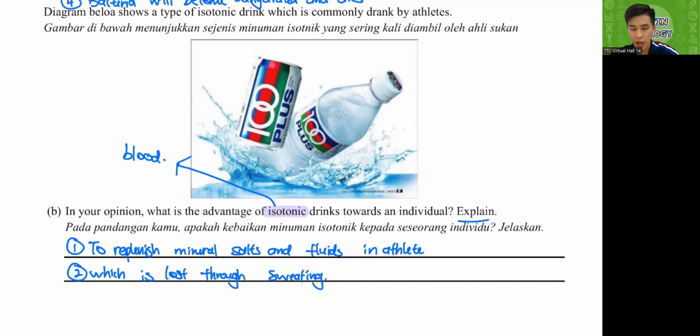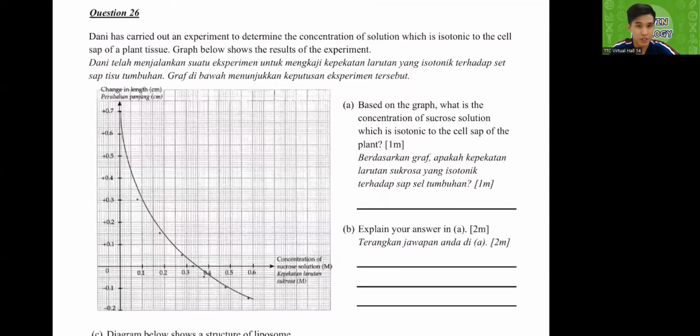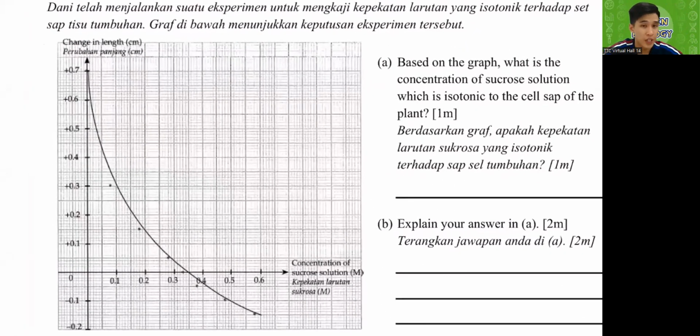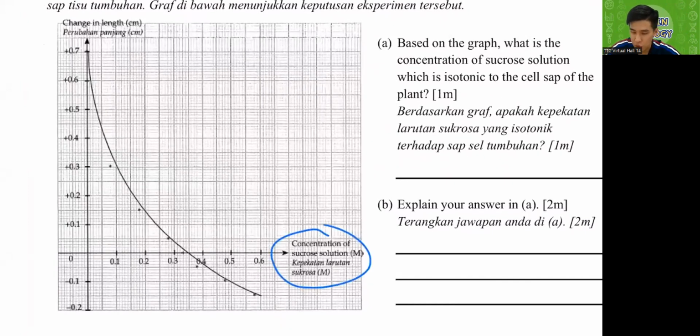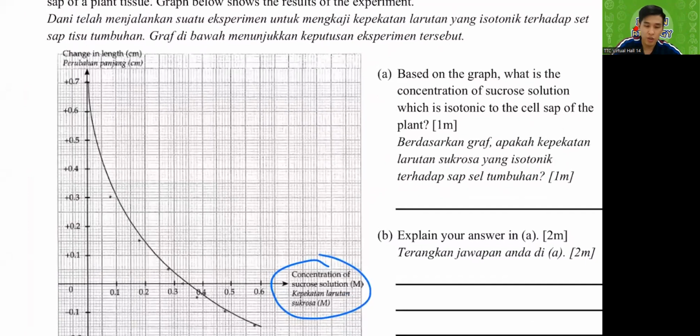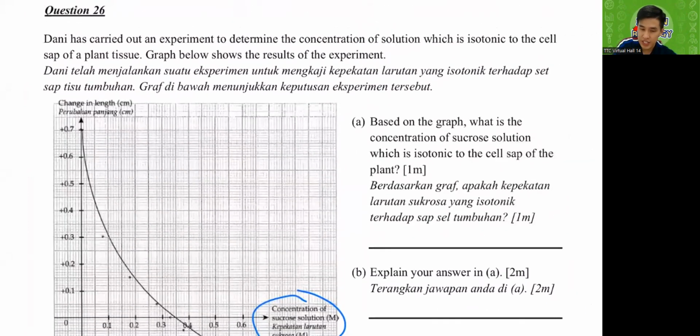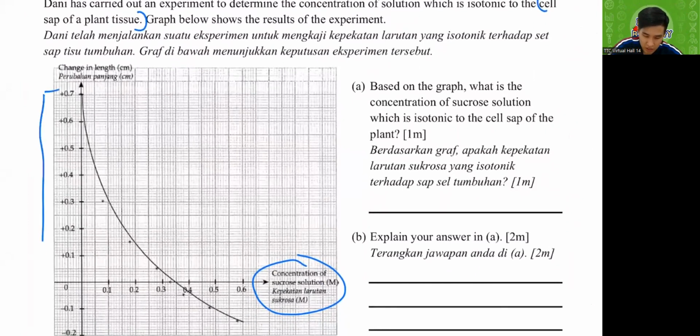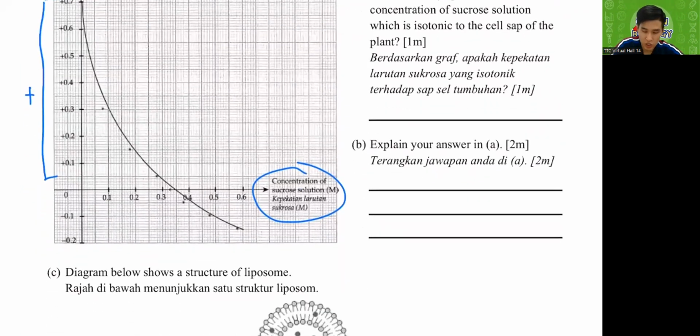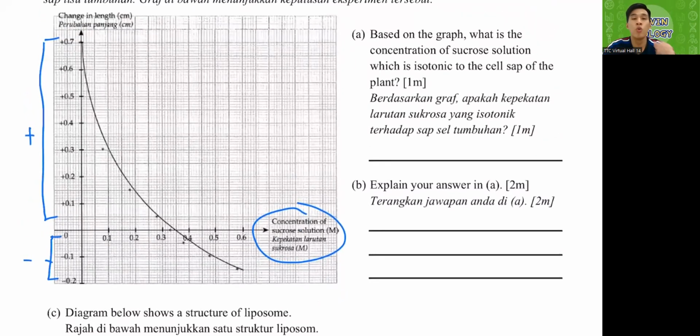Okay, look at this graph. In hypo, iso, hypertonic, you must know how to read this graph. I believe most of you already know how to, but for those who don't, usually this comes in objective. Look here, they give you the concentration of sucrose, and you have the change in length of cell in plant tissue. Here is your length increase, and here is your length decrease. By looking at this graph, you've got to know which concentration is hypo, iso, and hyper towards my cells.